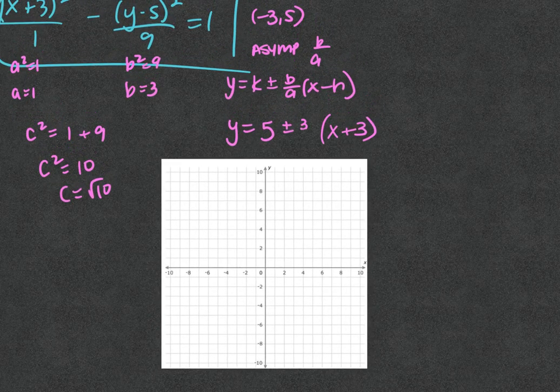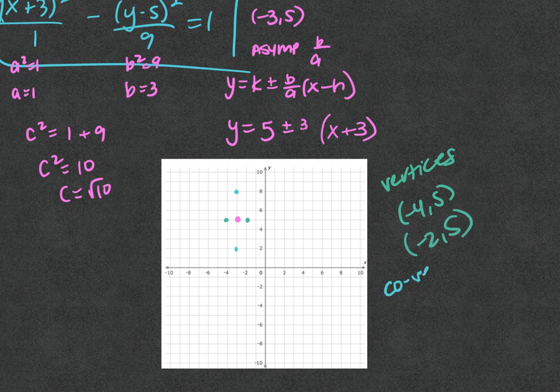So center is negative 3, 5. It's horizontal, so we go right and left a, which is 1. Up and down b, which is 3. And those are my vertices and covertices. So the vertices, negative 4, 5, and negative 2, 5. Covertices, negative 3, 8, negative 3, 2.